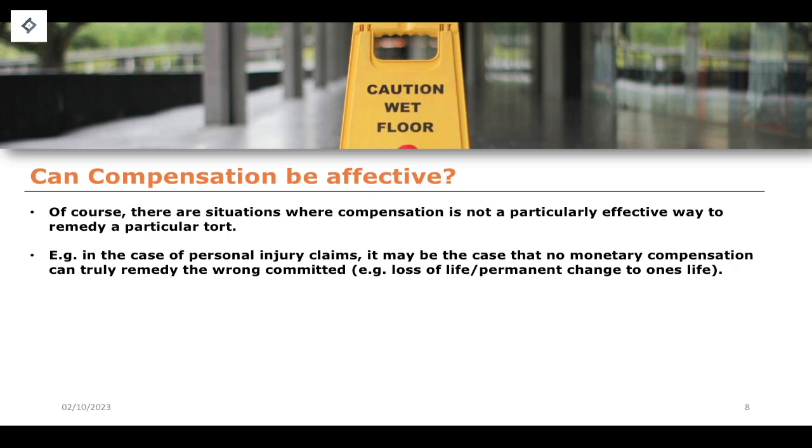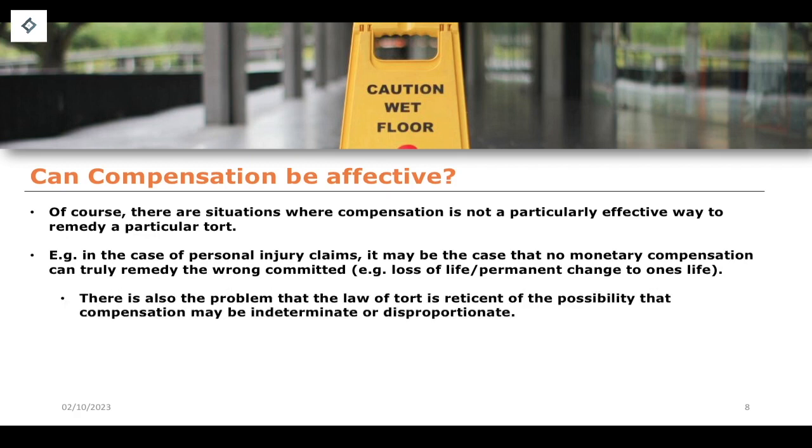So compensation isn't necessarily effective, and it's not necessarily an all-encompassing, perfect one-to-one comparison where you can just throw money at a problem and therefore bring that individual back to where they were if the tort had not been committed. But it is essentially the best that the law can do in terms of bringing things back to how they would have been if that tort hadn't been committed, even if in certain circumstances it's not necessarily that effective.